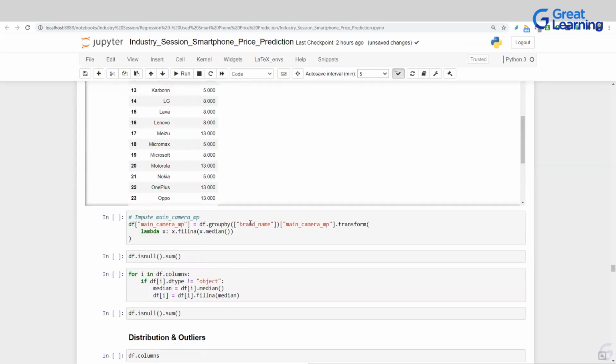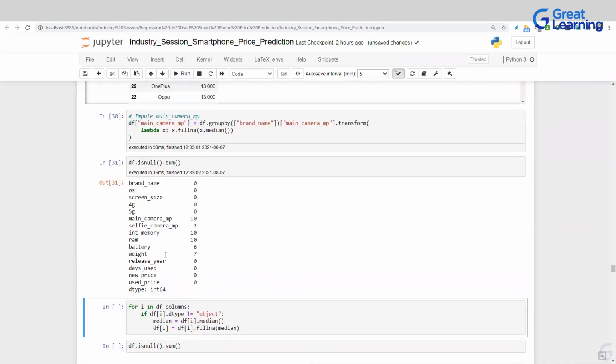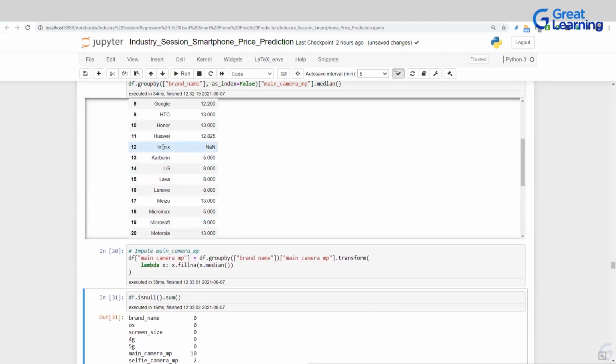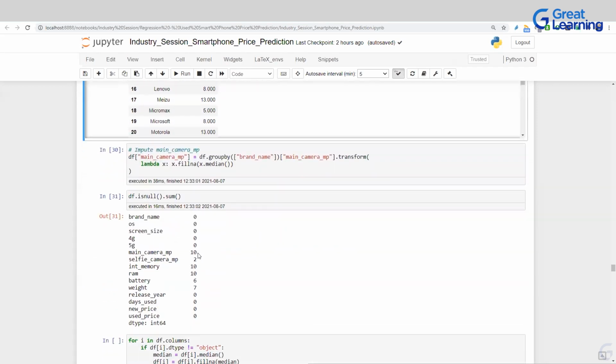So I group it by brand name and then transform. Basically, I'm filling in a lambda function to fill in the missing values based on the different brands we have. And then if you look at the missing values, there are still 10 missing values in the main camera. And the reason could be that for Infinix, as you can see here, they have models in the market which do not have a camera available, or maybe for all the observations of the Infinix brand, the main camera was a missing value. And that is why we still have some missing values here.